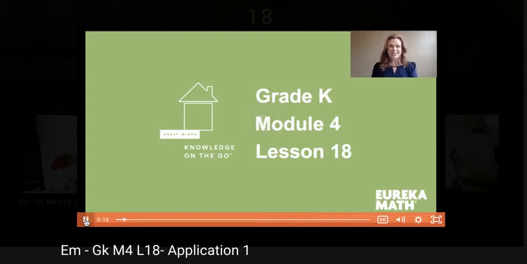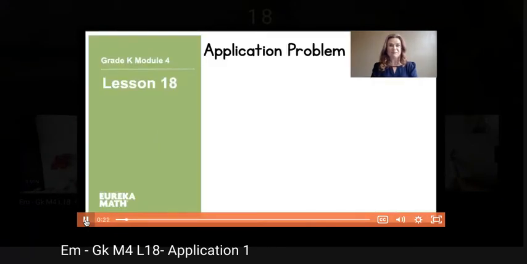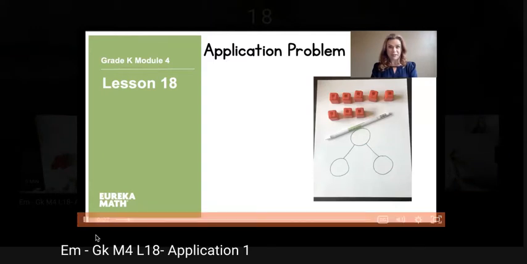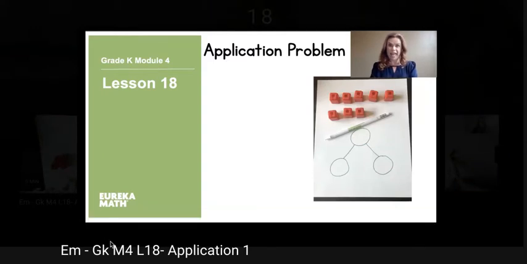I'm Miss Lori. For today's lesson, we are going to start off with the application problem. For our application problem, you will need a blank piece of paper, 8 things that you can count. I'm using cubes, but you can use whatever you have, and a pencil.